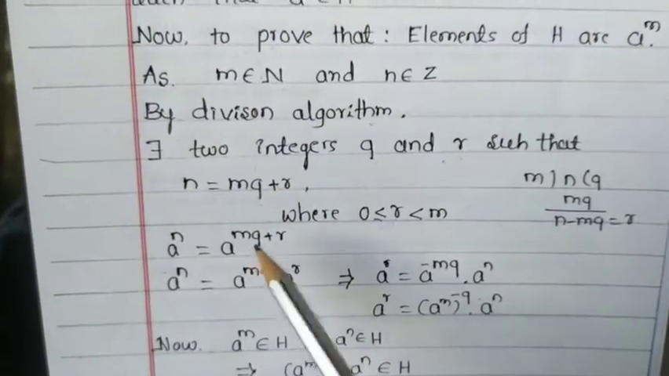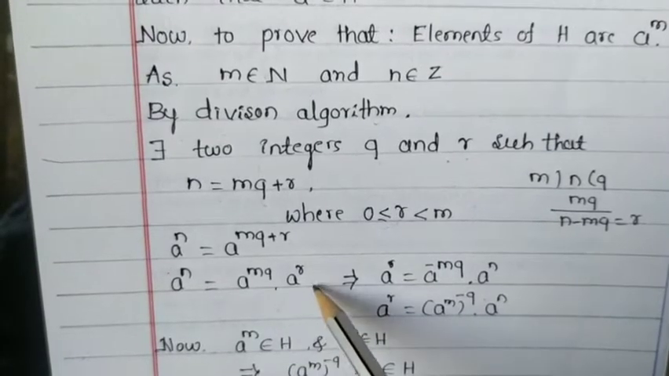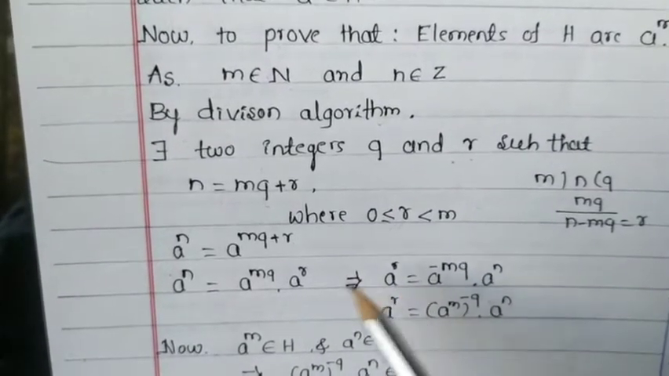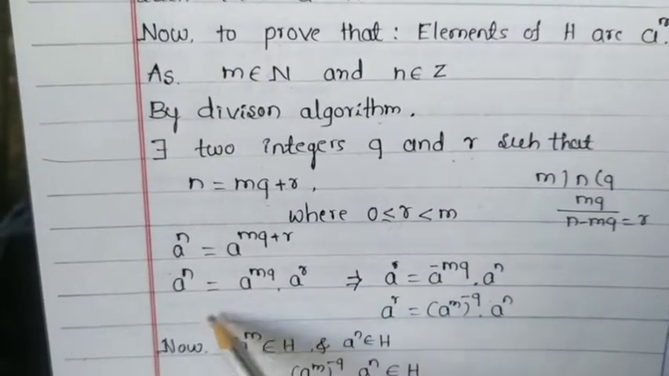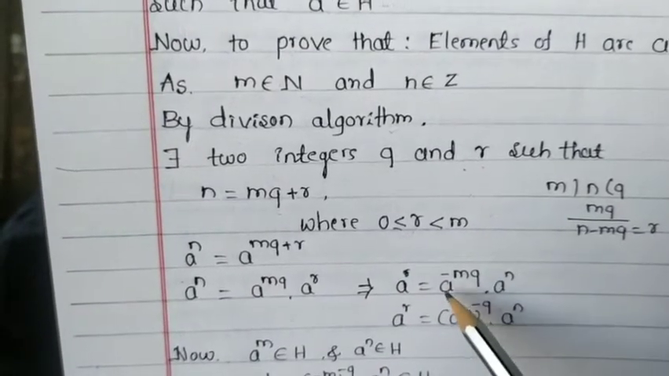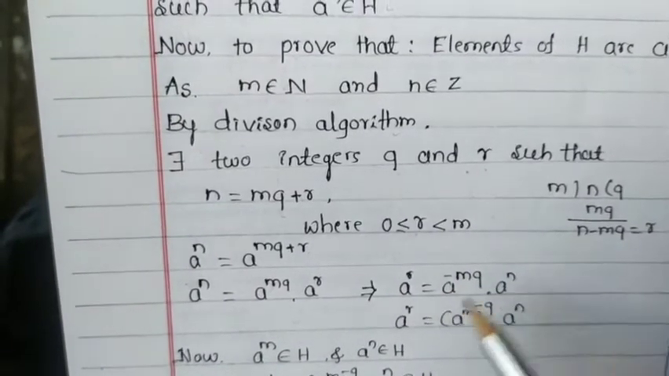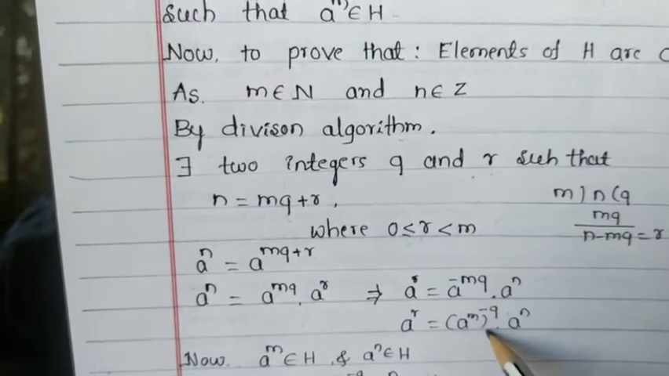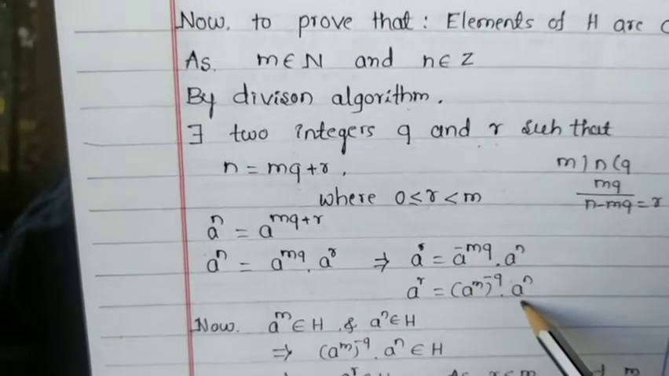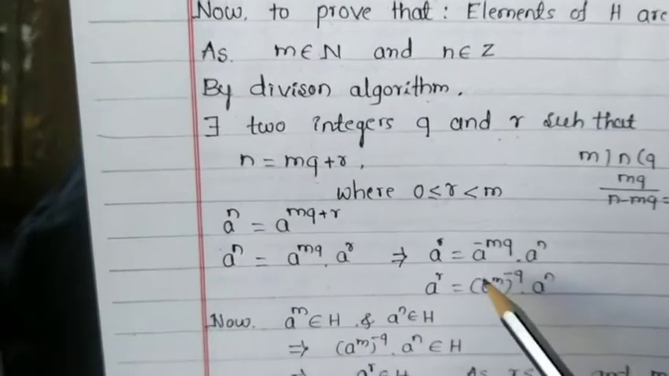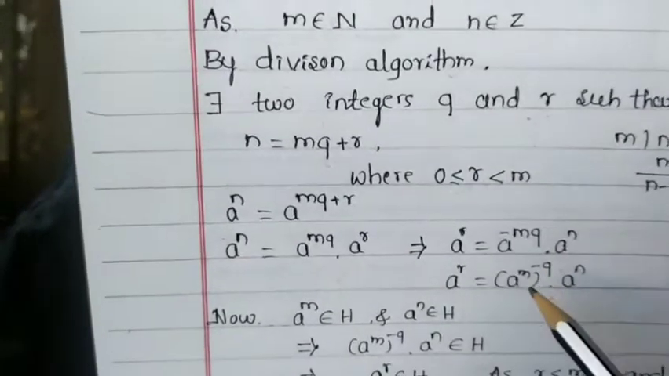That means you can split a raised to n as a raised to m q plus r, that is, a raised to m q into a raised to r. Now this a raised to r, taking a raised to m q to the other side, becomes a raised to minus m q into a raised to n, or a raised to r equal to a raised to m raised to minus q into a raised to n. However, it is possible that both the RHS and LHS are equal.